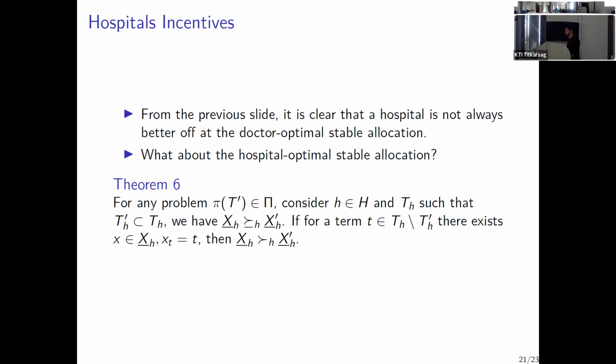Maybe a related question. You talk about doctors and hospitals. I wonder, when these matching algorithms are used in practice between doctors and hospitals, is there a willingness on the planner's side to really favor one side? Do they want, in practice, to favor doctors? Just if you know about this.